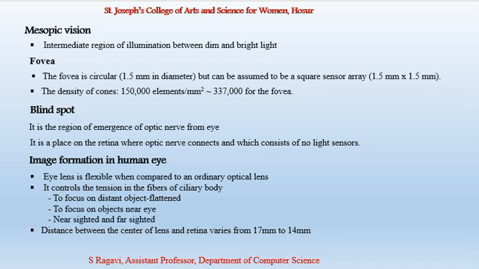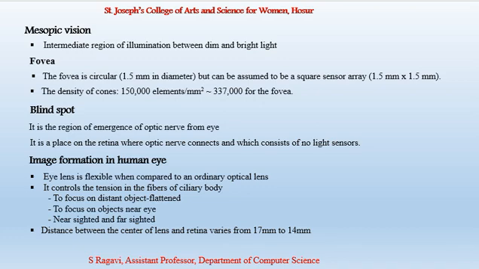Next, the fovea. The structure of the fovea is circular. It is 1.5 millimeters in diameter. The density of cones in the fovea is 150,000 elements to 337,000. Next, the blind spot. A blind spot is the region that emerges from the optic nerve of an eye. It is a place where the optic nerve connects to the retina, and it does not include any light sensors.